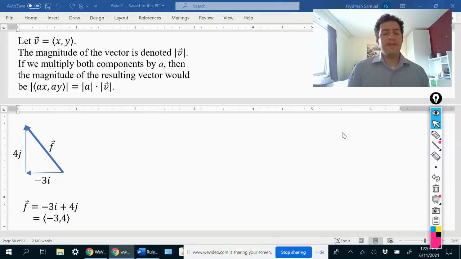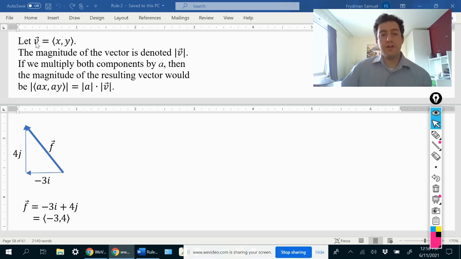Hi everybody, in this video we're going to talk about what happens when we multiply the components of a vector by a scalar, which is just a number. And then we're going to use that knowledge to figure out how we can take a vector and find the components of a unit vector, which is a vector of length 1 moving in the same direction. Okay, but first we're just going to talk about what happens when we multiply the components by a scalar.